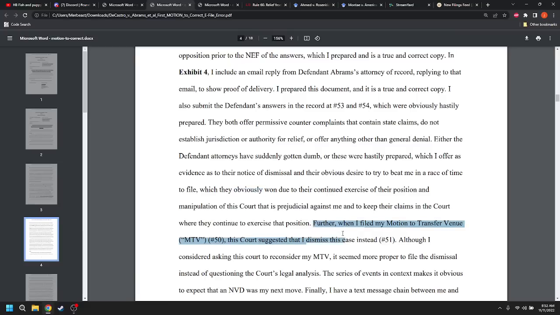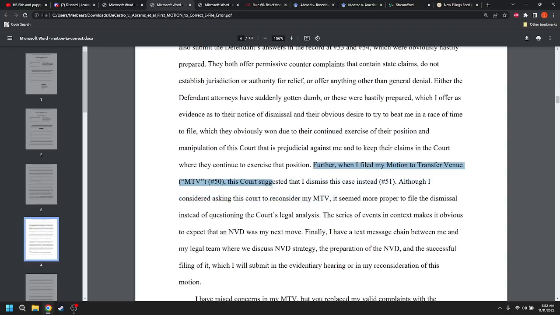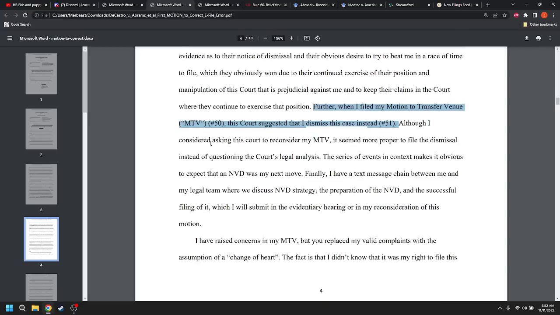"Further, when I filed my motion to transfer venue, the MTV, the court suggested that I dismiss this case instead." Sure, but that doesn't mean you did it. "Although I considered asking this court to reconsider my MTV, it seemed more proper to file the dismissal instead of questioning the court's legal analysis." Yeah, courts really like it when you question their legal analysis. Yeah, I'm a 20-year law scholar. I know what to do. I know better than a judge. "The series of events in context makes it obvious to expect that an NVD was my next move." Yes, but did you file it before they answered?